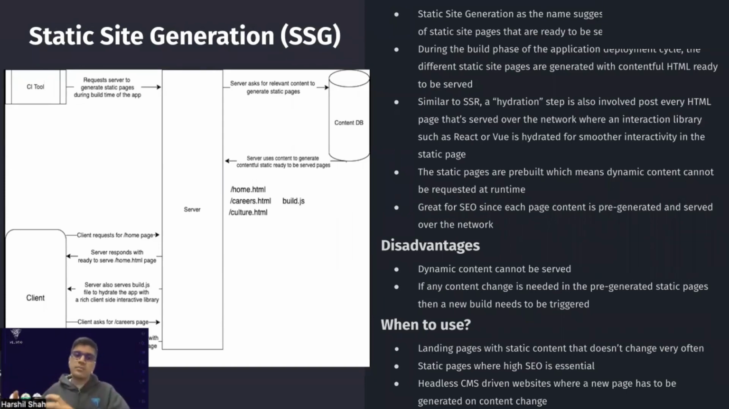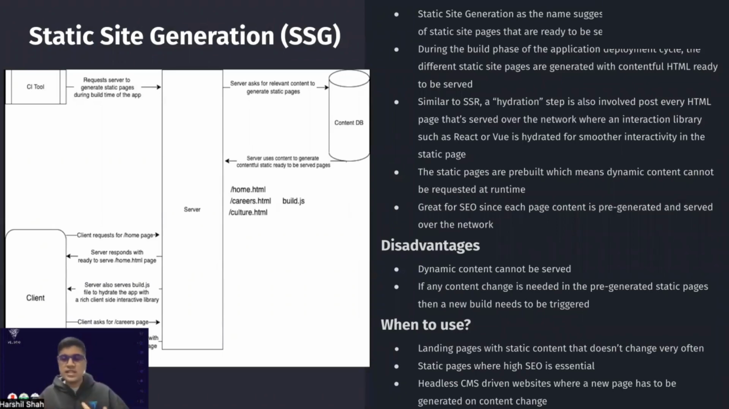Once the client requests the pages, the server also responds with the hydration of the build.js file, which means that even the static pages that are served by the server are also rich with interactivity. So the disadvantage of using SSG is that dynamic content cannot be served here, because these pages are pre-built by the server when the build process of the application is happening. So in case the user wants fresh data or fresh content, they will have to re-request another build of the entire application, and then they can fetch content which is fresher.